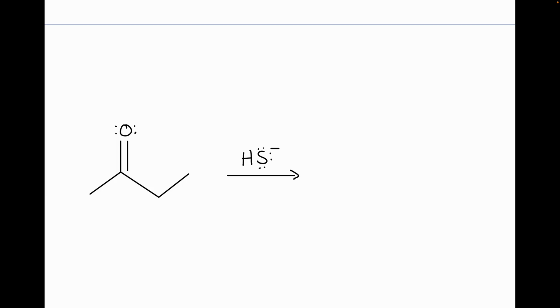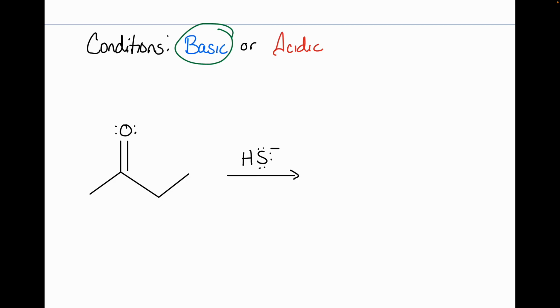So step one, we're going to identify what our conditions are: basic or acidic. When we're predicting our mechanisms, that's step one. This is indeed a basic conditions nucleophile. Then you're going to look and say, what's my electrophile and what's my nucleophile in this first step? Who's attacking who? Where's my electrophilic site? Where's my nucleophilic site?